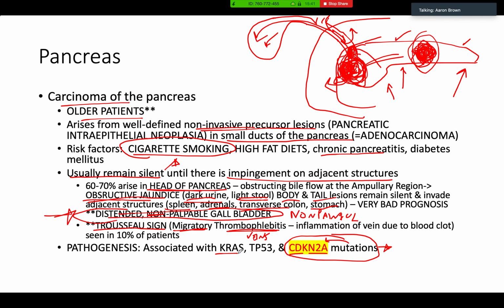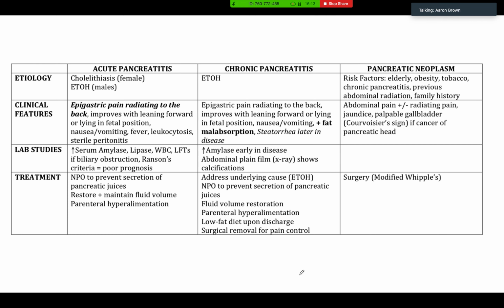KRAS, you see this in a lot of tumors. TP53, you see this in almost every tumor. This is probably the most common one. They're good to know, but they don't have as strong of a specific association with pancreatic cancer as CDKN2A does. So know these ones, great, but memorize this one for sure. Okay, great. Any questions on pancreatic cancer? No? Okay. And I don't have any questions for you either. You got lucky on that one.